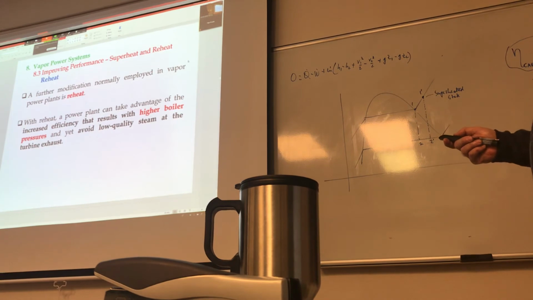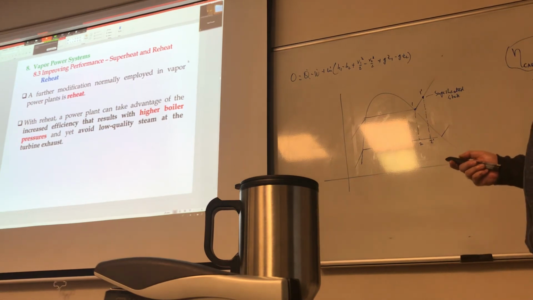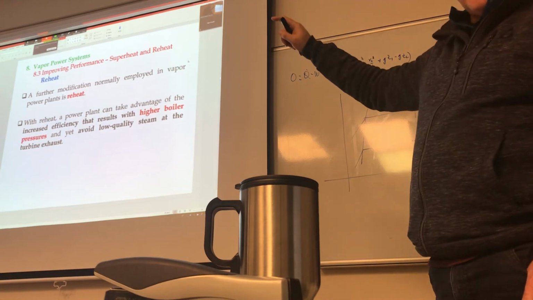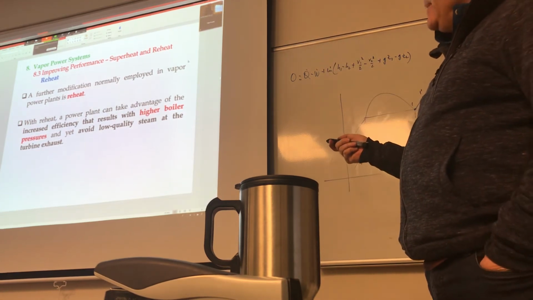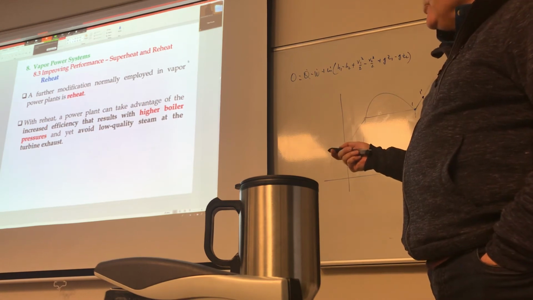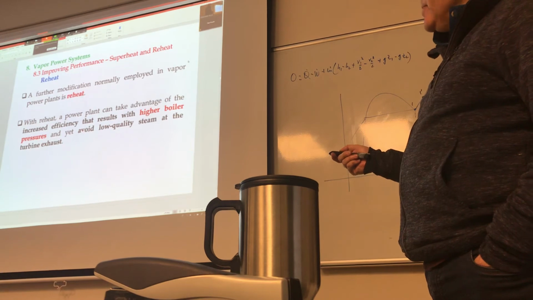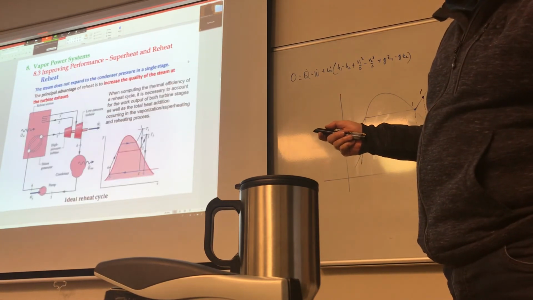Another word about reheat, okay? Another modification normally employed in vapor power plants is called the reheat. So the one that we just talked about is called the superheat, right? This one is called the reheat. With a reheat, a power plant can take advantage of increased efficiency that results with higher boiler pressures and yet avoid low quality steam at the turbine exhaust. How does that work?